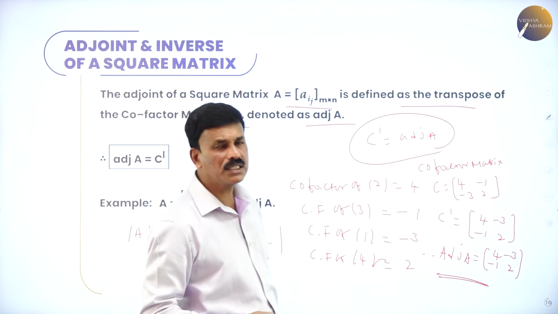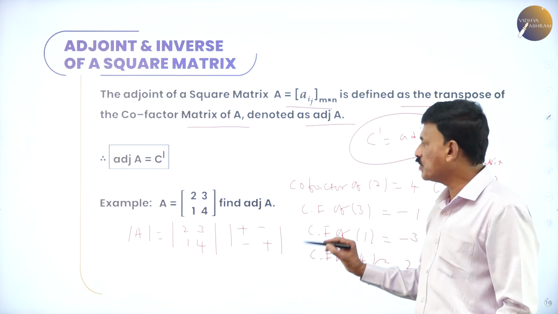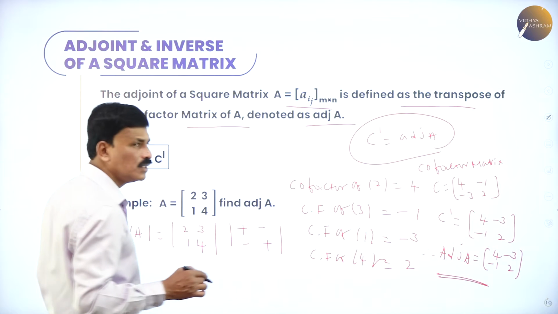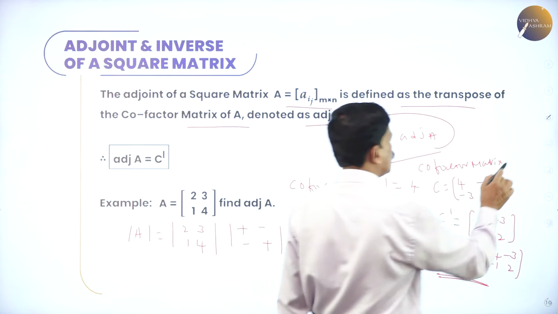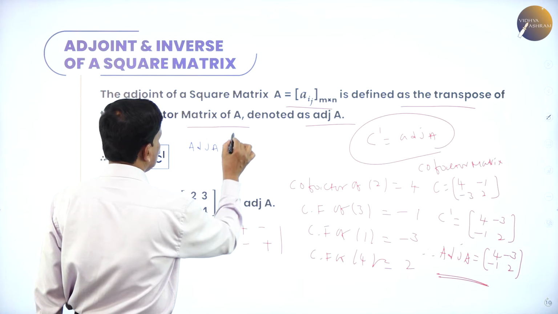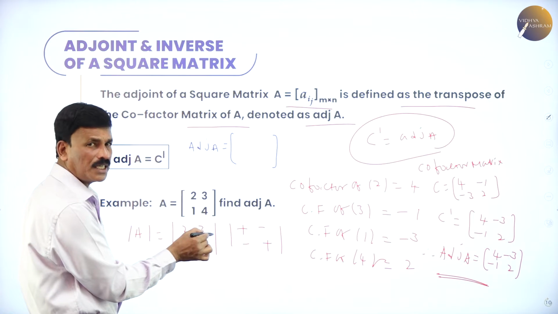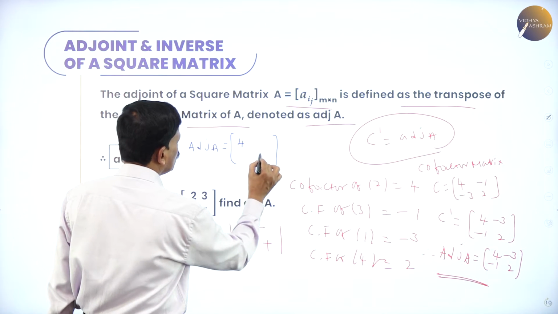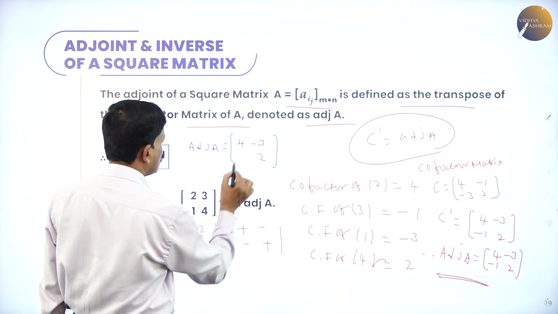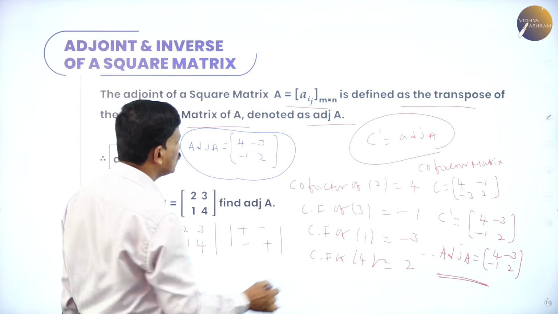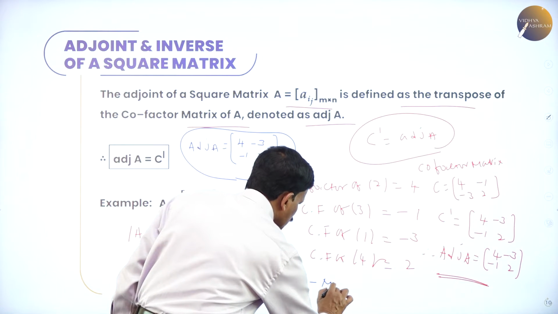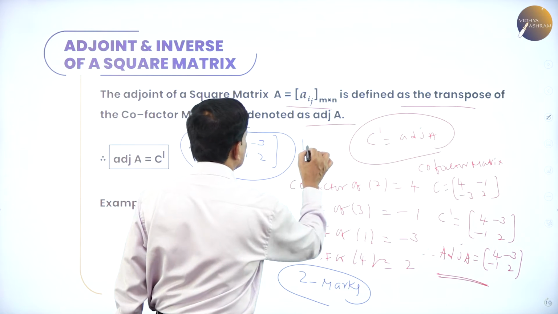This is how we are going to find the adjoint for a 2 by 2 matrix whenever the question is given for 2 marks. Suppose it is a 1-mark question, straight away you can write the adjoint like this. For a 1-mark question, the adjoint of A can be written by just interchanging the diagonal elements, interchange 2 and 4 as 4 comma 2, and changing the signs of the secondary diagonal elements: plus 3 becomes minus 3 and plus 1 becomes minus 1. See, adjoint of A is [4 -3; -1 2]. So, this is for 2 marks, this is for 1 mark.